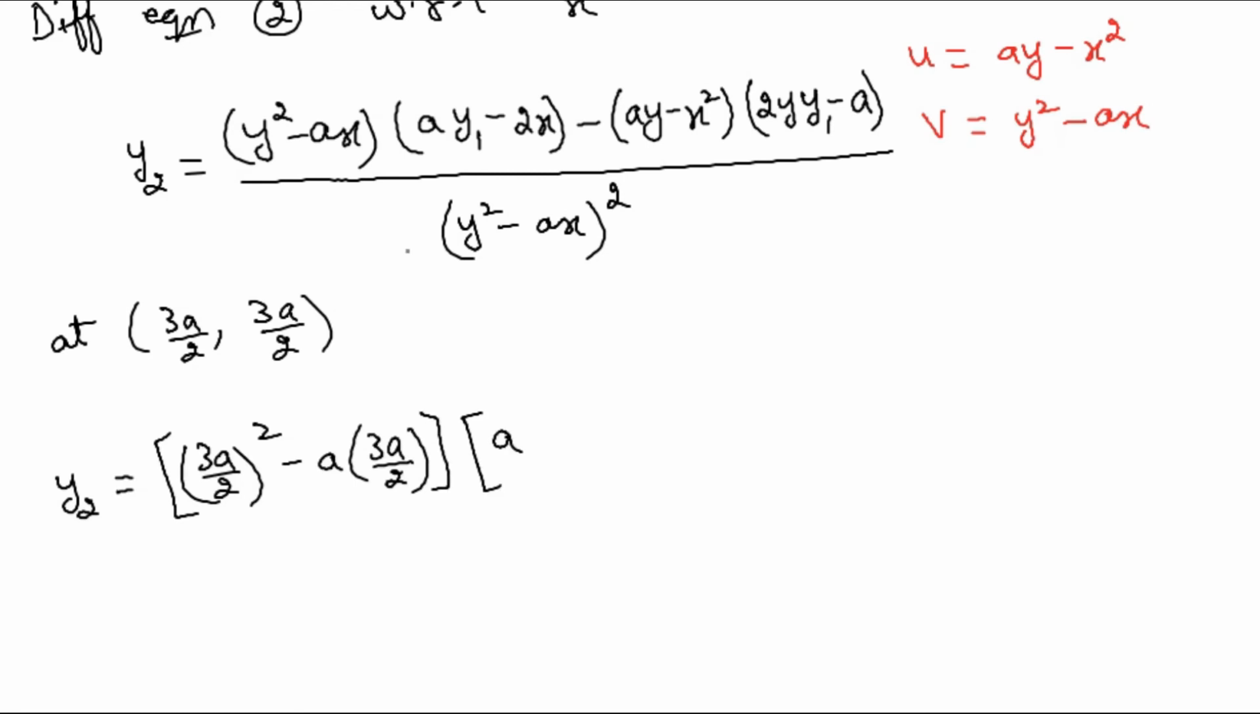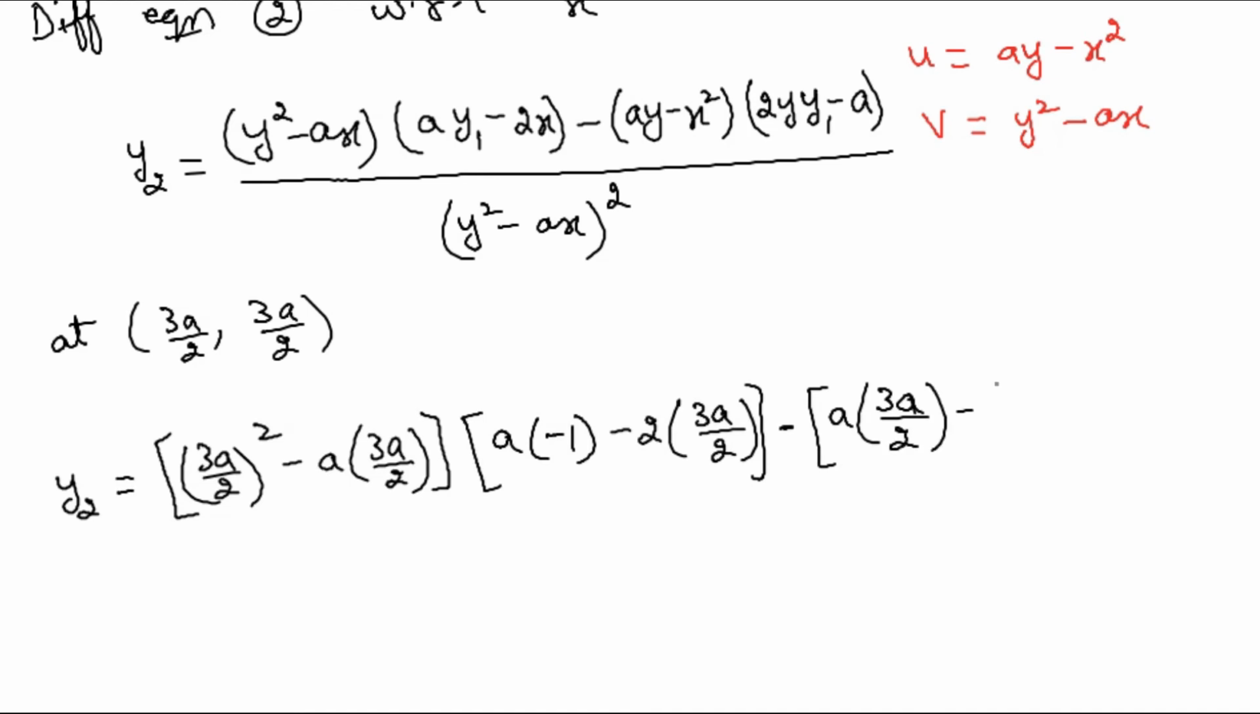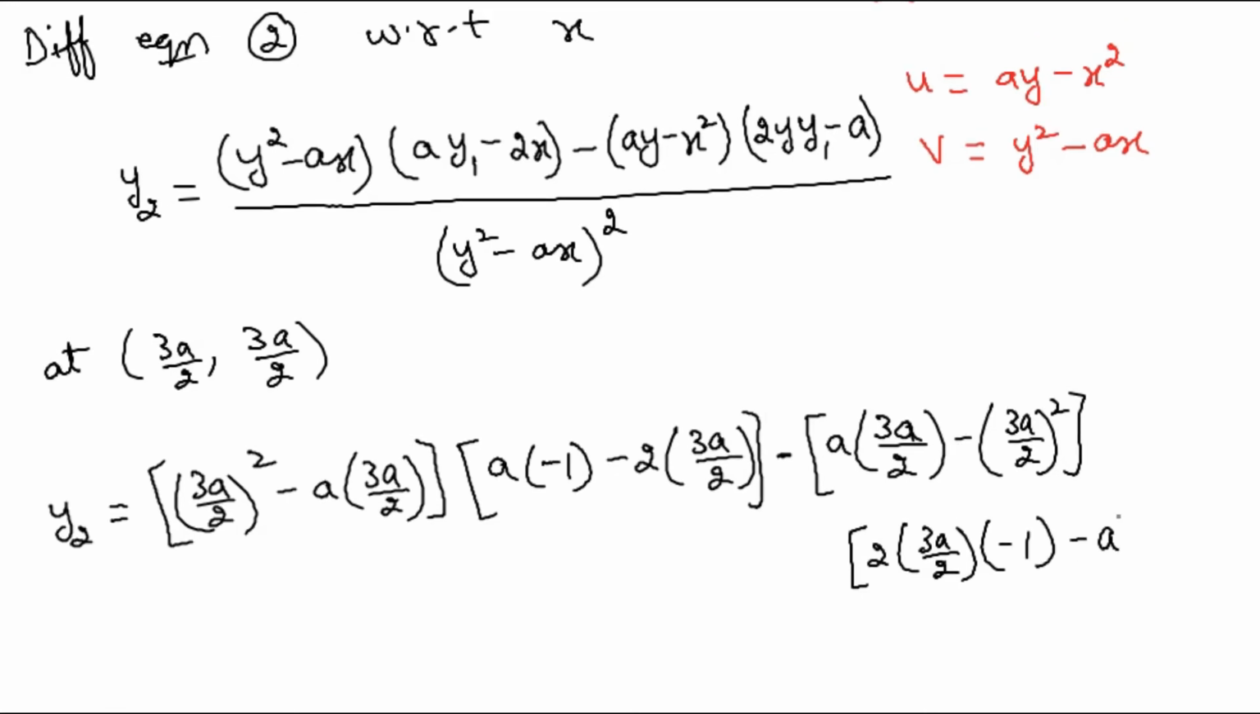Since I am finding y1 at the point 3a by 2 comma 3a by 2, which is given by equation number 3, its value is minus of 1, minus 2 into x value, which is 3a by 2, then minus of a into y value, which is 3a by 2, minus of x value, 3a by 2 whole square, into 2 into y value, which is 3a by 2, into y1 value at the point 3a by 2 comma 3a by 2, which we have obtained as minus of 1, minus of a value as it is. So this is the numerator value, whole divided by the denominator.